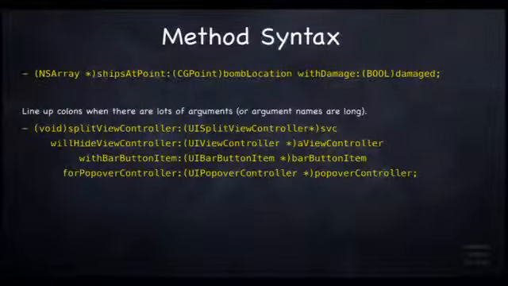And we do that both in the declaration, which is what this is, and also when we're calling it. We would open square bracket, receiver, then we'd say splitViewController, colon, give our argument, go to the next line, line up the colon, give the next one. Okay? So line up the colons. This is a delegate method for split view, and you're going to see that there's a lot of long method names, especially delegates.